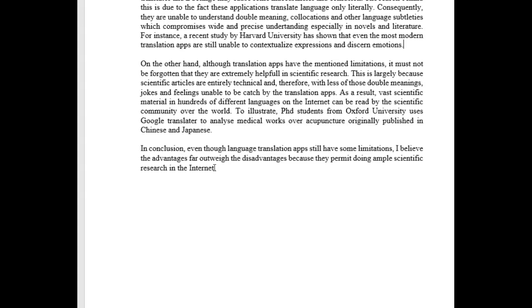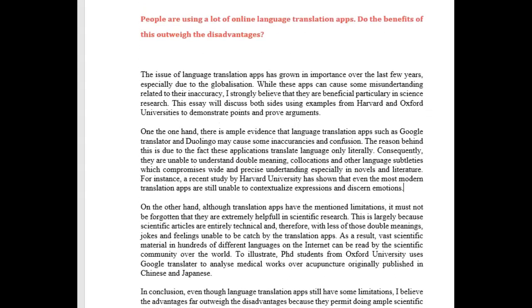Now, let's talk about what I think is the more serious issue here. I want to remind you what the topic was. Do the benefits outweigh the disadvantages? Now, what does that mean? It means that we're going to have to talk about both of them, benefits and disadvantages. But notice what I said. I said benefits, plural, multiple benefits, and multiple disadvantages. So, I want to just quickly look through your paragraphs again. And let's see if you, in fact, talked about more than one advantage.